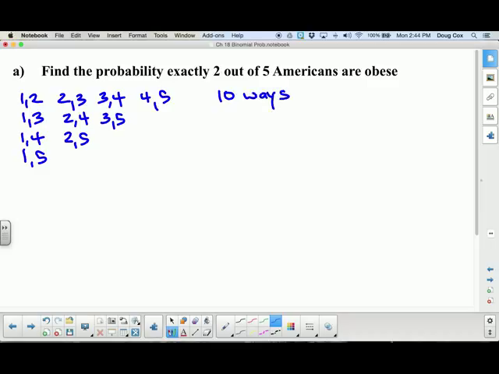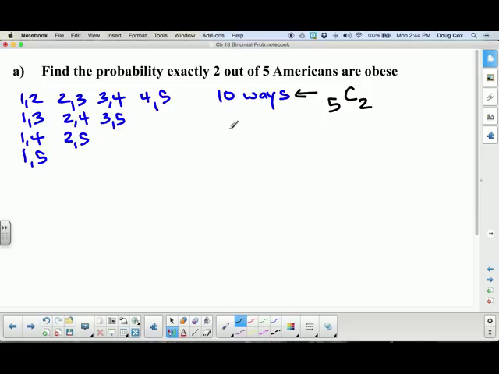You can imagine that, once again, if it was like 6 out of 17, it'd be very hard to figure out. So there's just a shortcut. It has to do with combinations and permutations, something you learned about in Algebra 2. To find this answer of 10, you do 5C2 on your calculator. So it's 5 people, and how many ways can you choose 2?